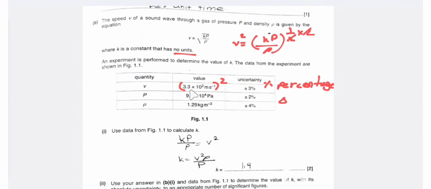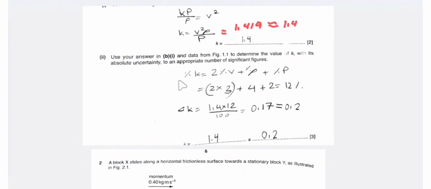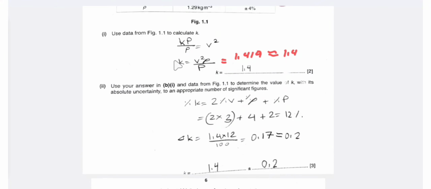So v squared, that is (3.3 × 10²)², times ρ, that is 1.29, divided by p, that is 9.9 × 10⁴. After calculating, we get a value of 1.419, which is approximately 1.4 to two significant figures.